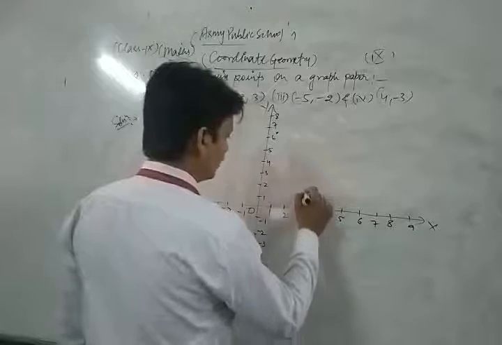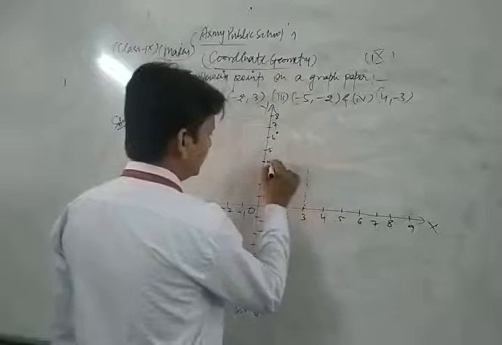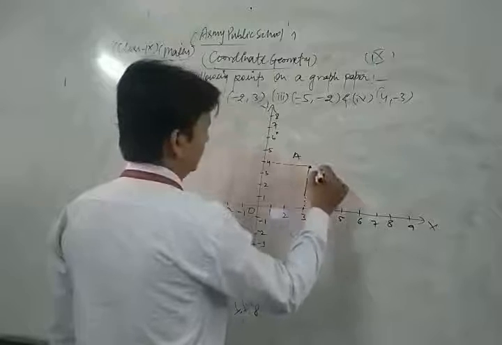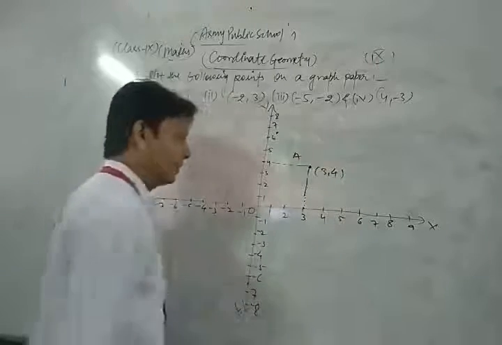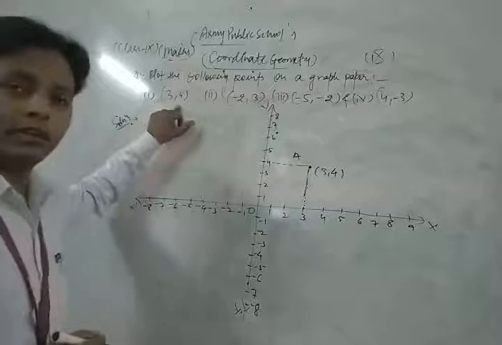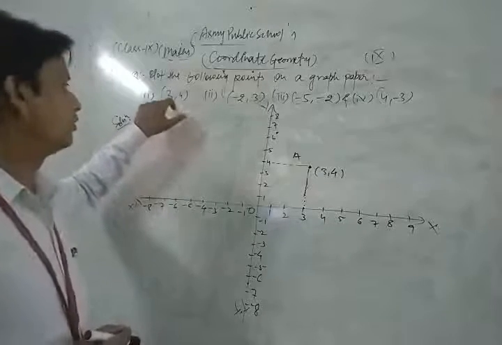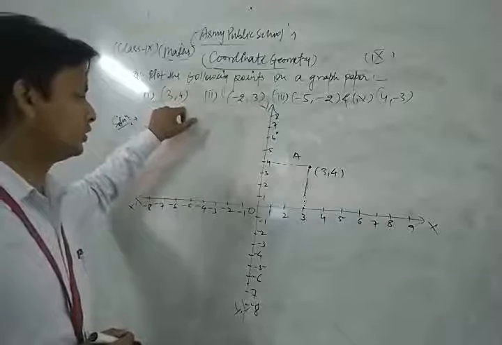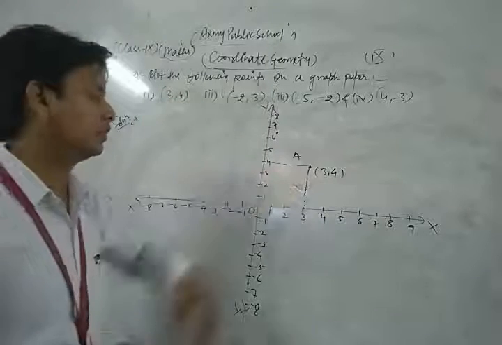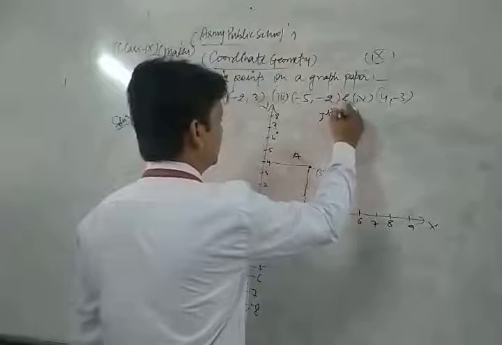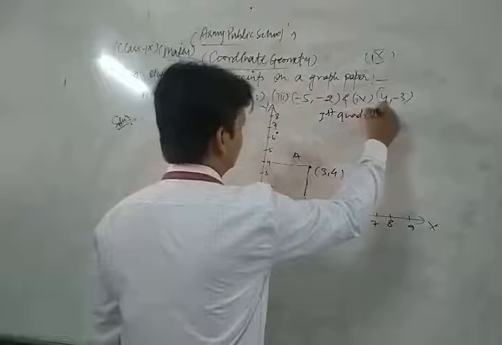So dear student, here that point A lies at that place. This is (3, 4). Okay. It means the point (3, 4) lies in the first quadrant because both the abscissa and ordinate are positive. So that point lies in the first quadrant. This is your first quadrant.